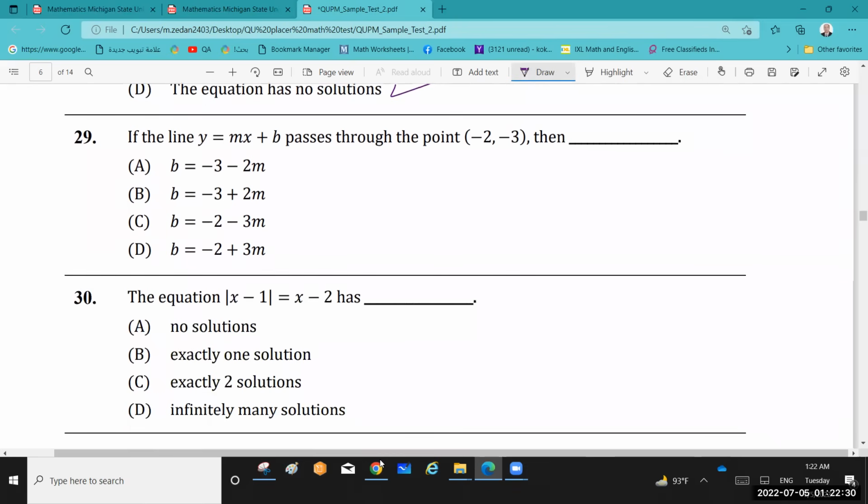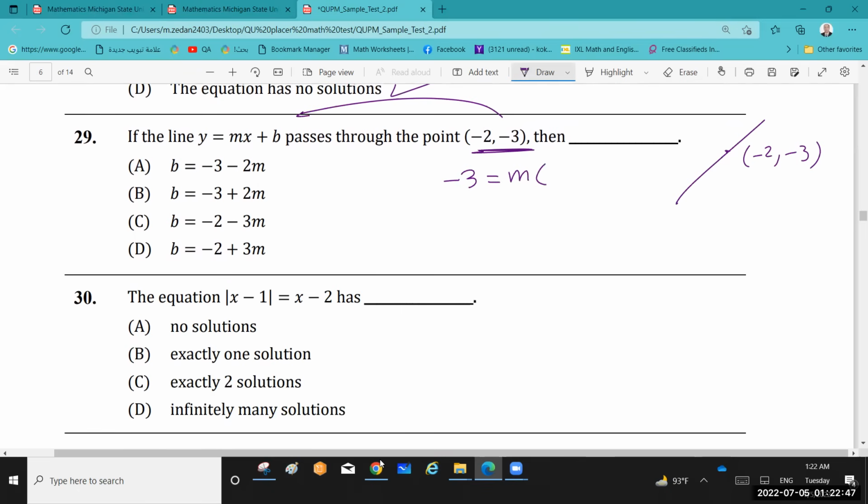If the line y equals mx plus b passes through the point (-2, -3), then that's very easy. Just substitute this point. This point lies on the line, so substitute it in the equation. The y is -3, which is equal to m times the value of x, -2, plus b.